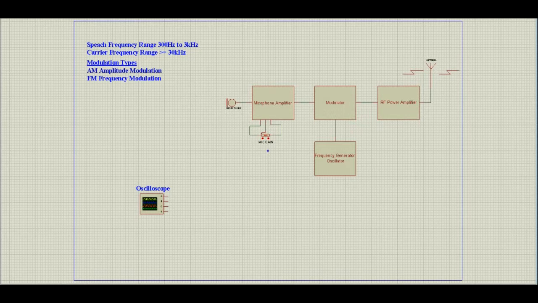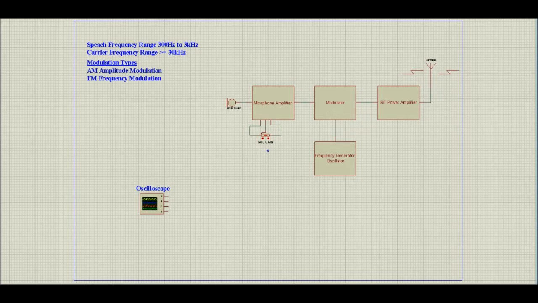Let's start by taking a look at the signals used in the block diagram. Speech signals range from 300 Hz to 3 kHz in a normal communication system. The carrier frequency will be the frequency the transmitter finally transmits on, and is usually above 30 kHz.